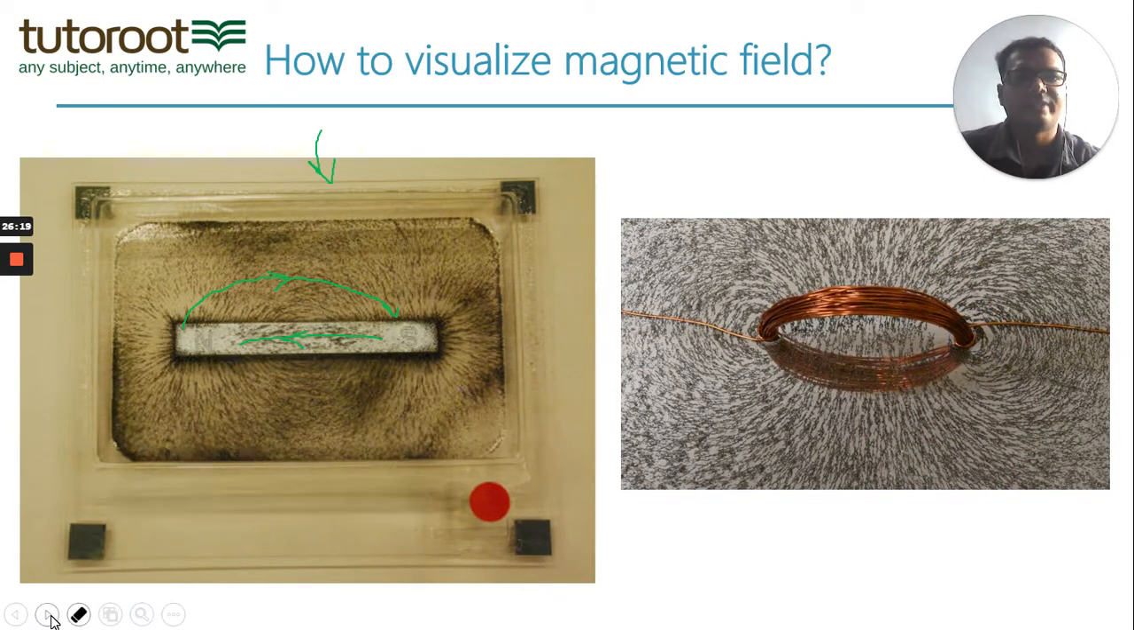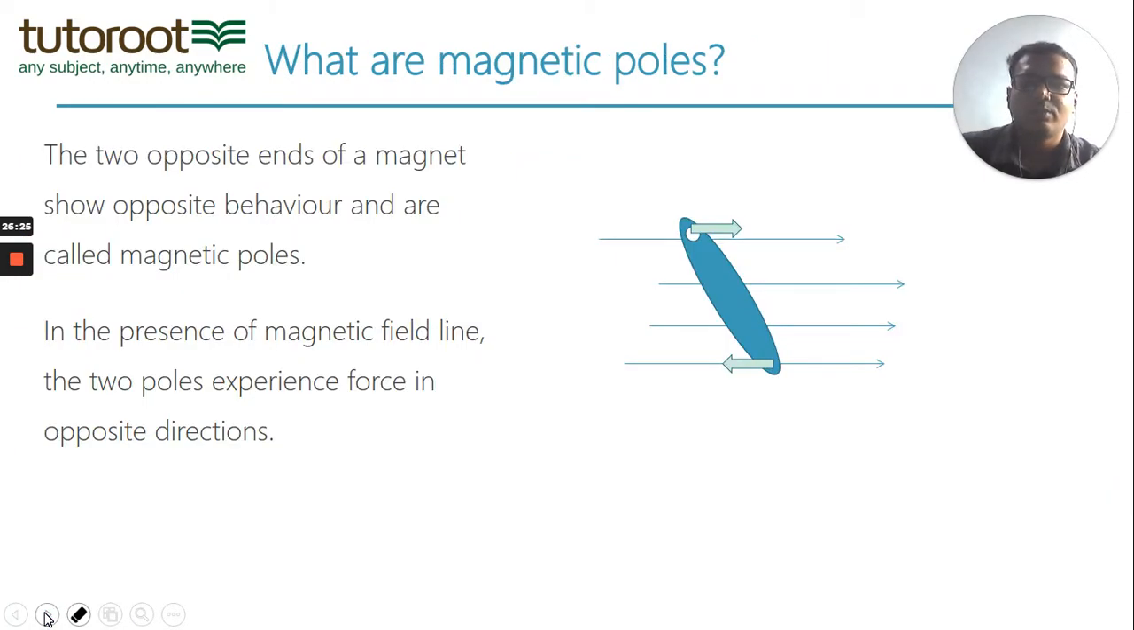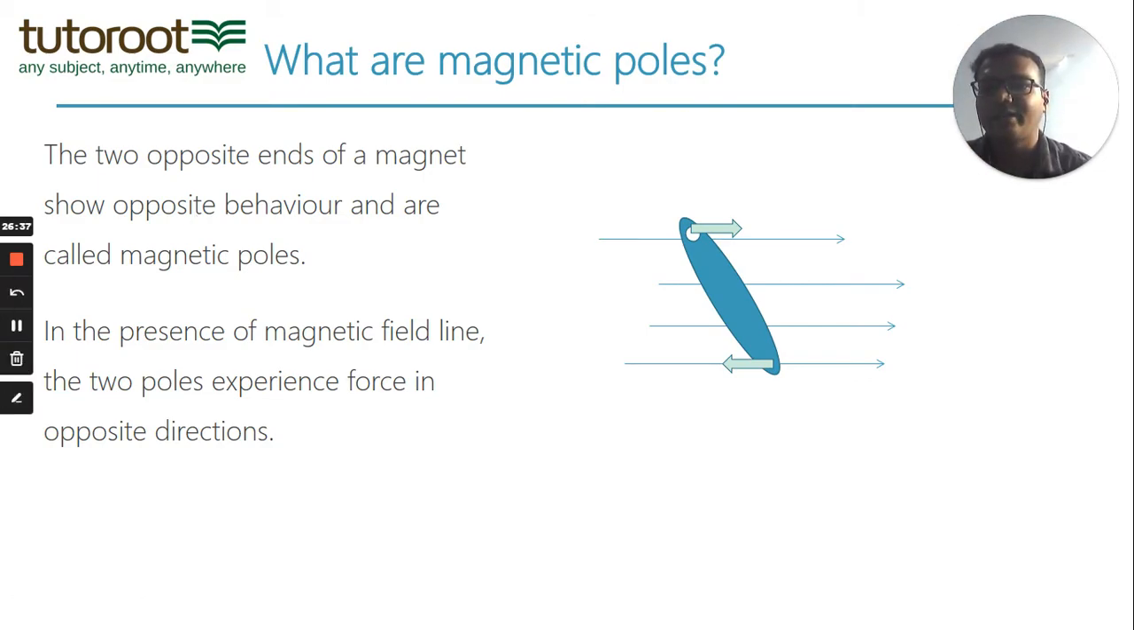So I hope that's very clear about magnets, magnetic force, the magnetic field, and all the stuff. So let's come to magnetic poles. When you look at poles, what do they mean? Every magnet has two poles, north pole and south pole. Obviously, if they're named differently, they must be behaving differently. So these opposite ends of a magnet always show opposite behavior. So what does that mean?